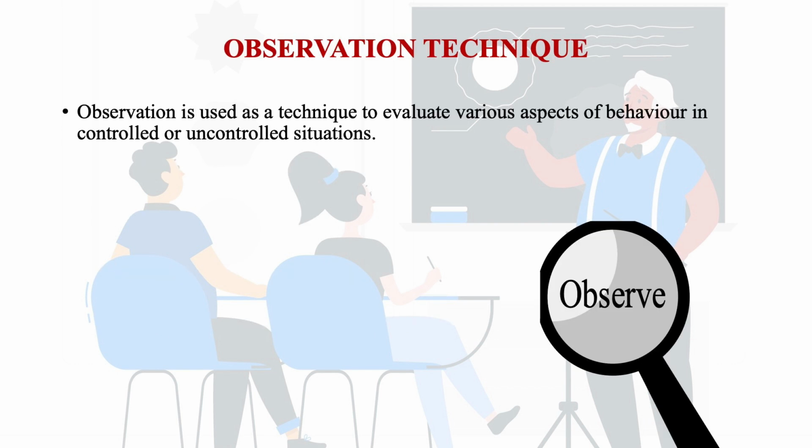Then comes observation technique. This observation is used as a technique to evaluate various aspects of behavior in controlled or uncontrolled situations. There are two types of situations, and in these situations, how do we use observation as a technique is important. And in classrooms, as teachers, we may observe the learners, but without their knowing or without their understanding also. This observation is very important in teaching learning process.